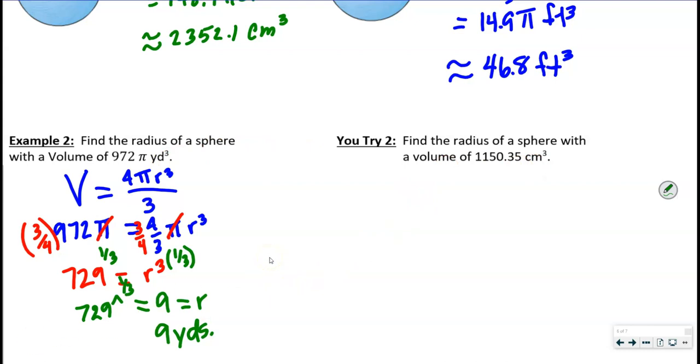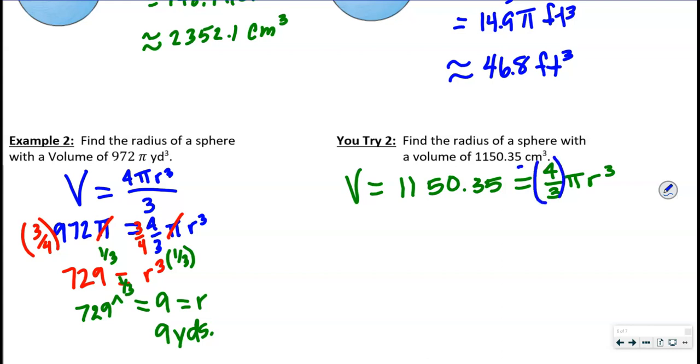So again, volume is equal to 1150.35, right? And that formula is 4/3 pi r cubed, okay? So this time, notice there is no pi, right? So that means I'm going to go ahead and just do this first. I'm going to multiply this by 3/4, and I'm going to multiply this by 3/4, okay?